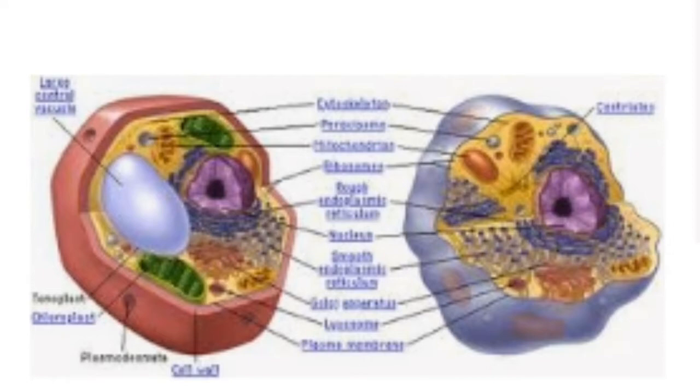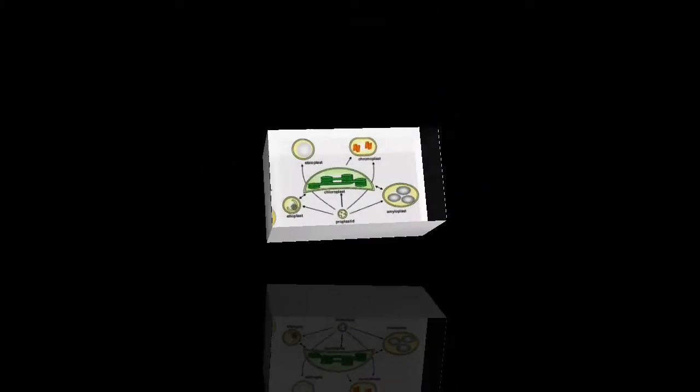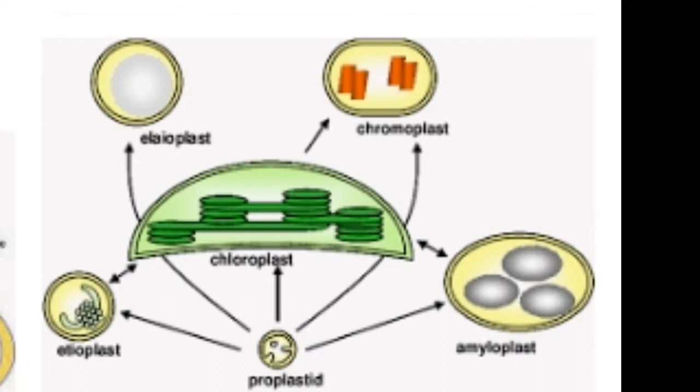Plastids are lacking from the animal cell. Plastids are not found in animal cells. On the basis of pigments, colored pigment, these are classified into three types. The first one is leucoplast, the colorless plastids. The second one is chloroplast.